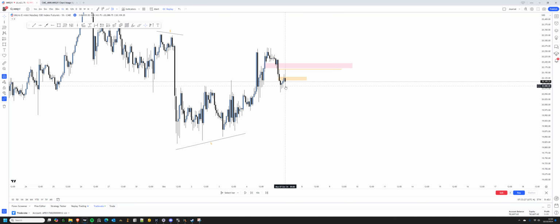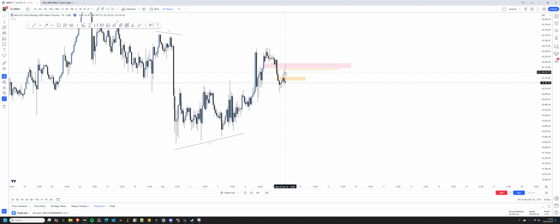So here is 9 o'clock, and yeah, this might look like this FEG is held, and people might be looking at shorts here. But again, my time window is 10 o'clock, so I wouldn't be able to take a short here. And if you did, you would have been stopped. So now it's reacting to both these PD arrays.